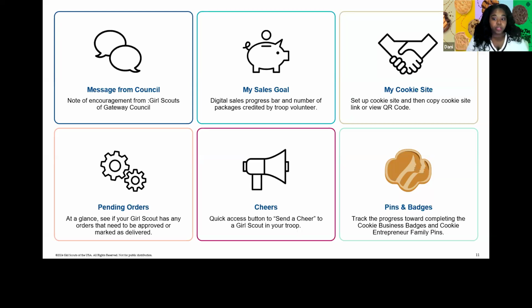You will have a Cheers section, where you will find a quick access button to take you to the Cheers page, where your Girl Scout can send a cheer to another Girl Scout in her troop, or see cheers that have been sent to her by other Girl Scouts, volunteers, and customers. And then our final section, pins and badges. This section will let you know when your Girl Scout has completed a cookie pin or badge. Once the steps on the badge page are completed, the completed pin or badge will show in color.